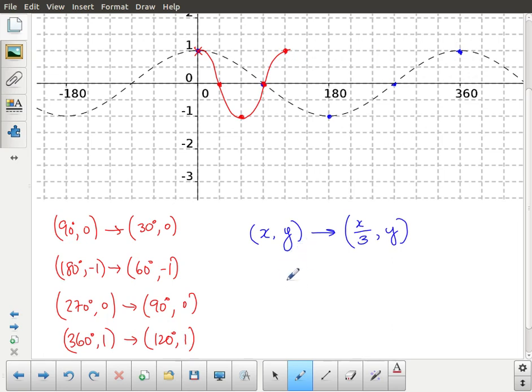Now this is a good time for me to mention what I said before about the period. I mentioned that the period formula is 360 degrees divided by k. But if you think about that, that's no different than what we had here with the x divided by k. So 360 degrees in this case divided by k, divided by 3, is of course equal to 120 degrees, and that is the period. So that is a period of 120 degrees.